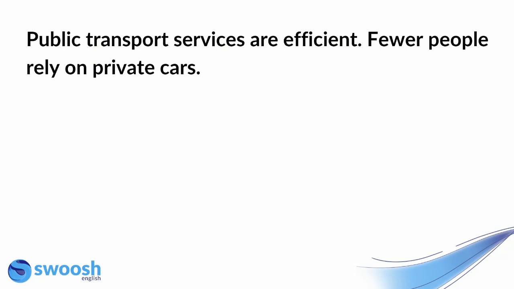Here is your first couple of sentences. Public transport services are efficient. Fewer people rely on private cars. Think about the ideas being conveyed here in these 2 sentences. Can you connect them together into one complex sentence? Think about using a subordinating conjunction, a relative clause, or an adverbial clause to get your ideas across. If you want to, take a moment to pause the video and have a go at this for yourself. Once you're ready to see the answer, you can continue.